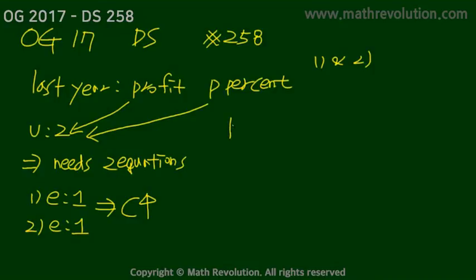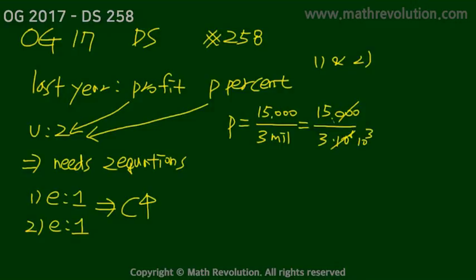So P had donated previously 15,000 and the profit was 3 million. So this is equal to 15,000 divided by 3 times 10 to the power of 6. Now we can cross out 3 zeros and minus 3 here, so 10 to the power of 3 and 15, 5, and 1. So we get 5 over 10 to the power of 3, or in decimal 0.005.